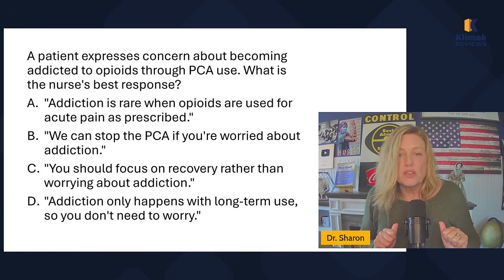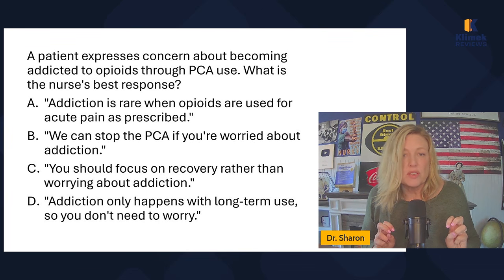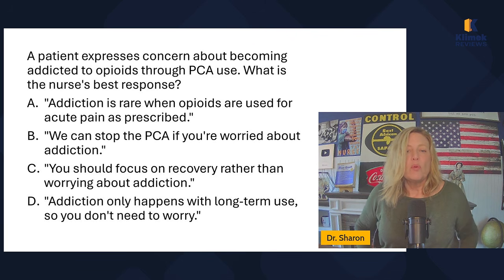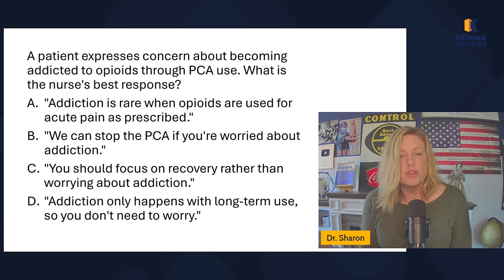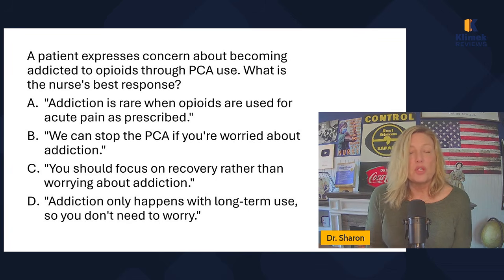Patient expresses concern about becoming addicted to opioids through PCA use. What is the nurse's best response? Addiction is rare when opioids are used for acute pain as prescribed. We can stop the PCA if you're worried about addiction. You should focus on recovery rather than worrying about addiction. Addiction only happens with long-term use, so you don't need to worry. So I'm going to cross off C and D. Those are not good answers. Now, here's what I'm going to tell you: addiction is rare when opioids are used for acute pain as prescribed. That is a true statement.